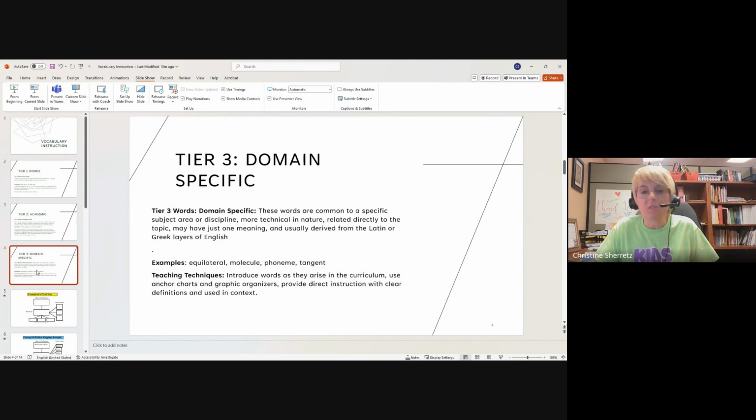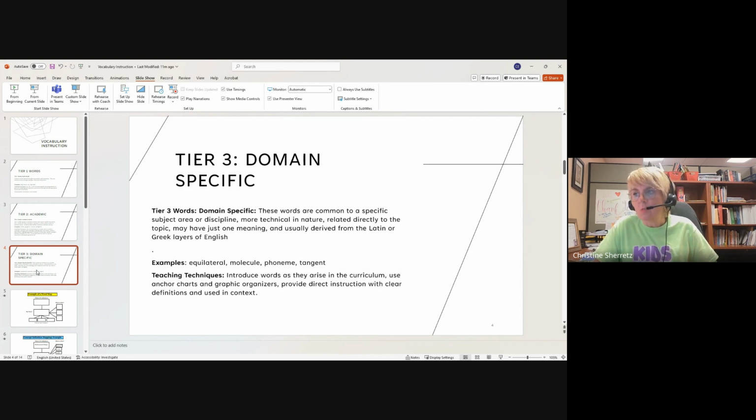Then we have our tier 3 words. Those are our domain specific words. So these are words that are specific to a specific subject or content. You know, in my area of reading, a phoneme would be a morpheme. Those are examples of content area words. Equilateral, it's a math term, a phoneme, a tangent, a molecule. Those are all domain specific and they usually only have one meaning. And we can look at Latin and Greek layers to figure out what that word means.